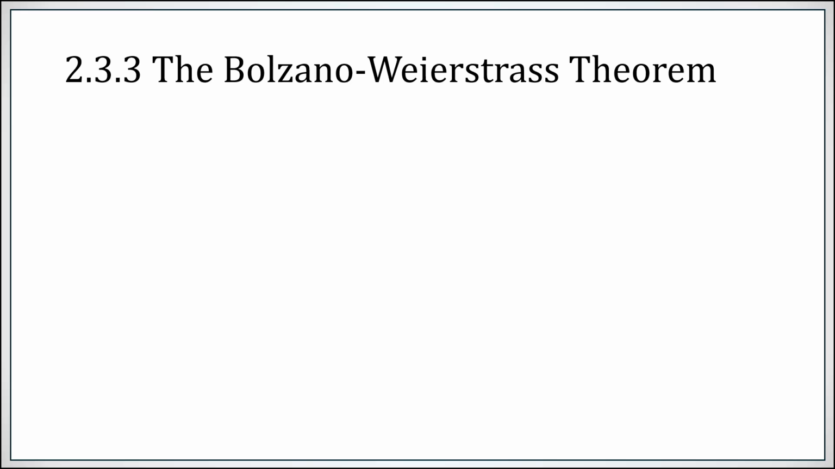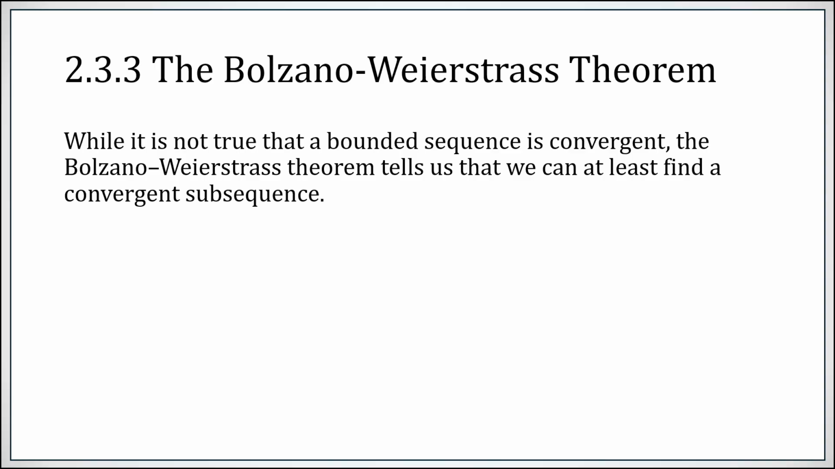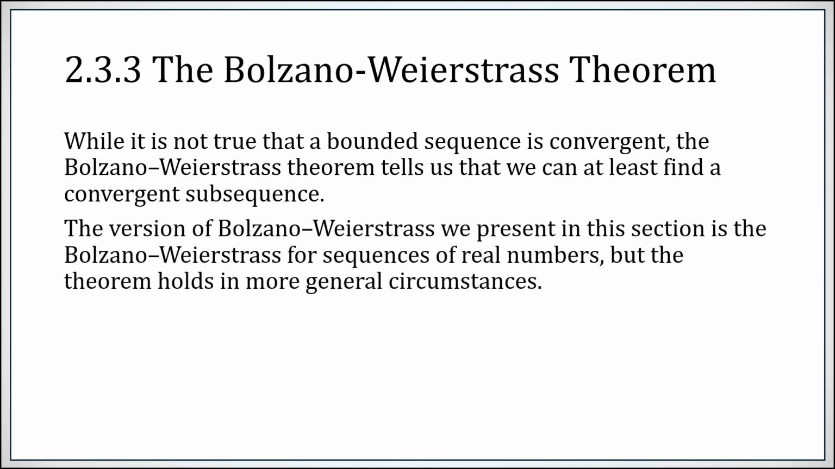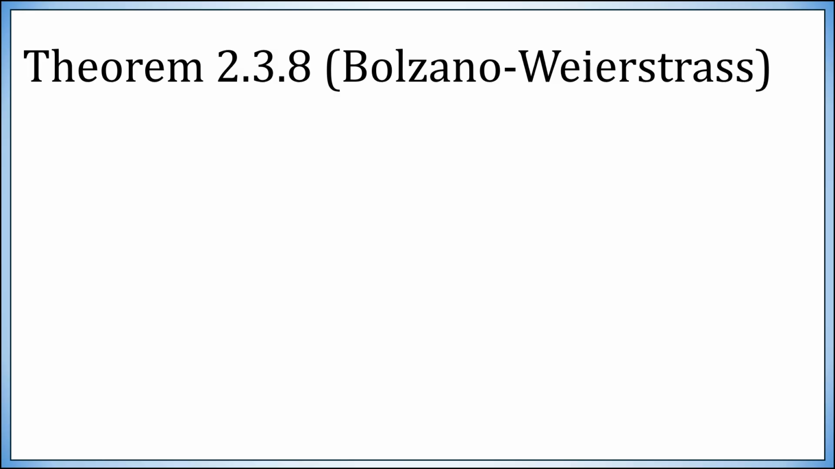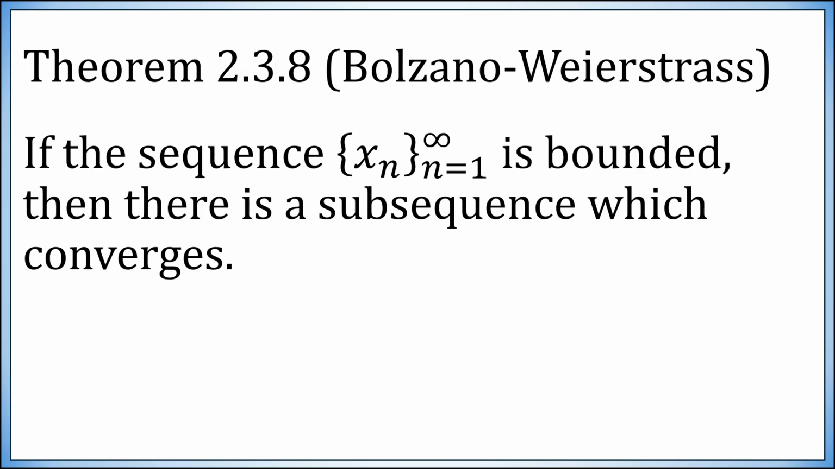Okay, let's move on to the big result of this section, the Bolzano-Weierstrass theorem. It's not true in general that a bounded sequence converges. We have counterexamples to that claim. But the Bolzano-Weierstrass theorem is going to tell us we can find a convergent subsequence. The version that we're going to present here is the Bolzano-Weierstrass theorem for sequences of real numbers, but there is a more general result known as the Bolzano-Weierstrass theorem that holds in more general circumstances. We'll discuss it very briefly. So here it is, the Bolzano-Weierstrass theorem for real valued sequences. If a sequence is bounded, then there is a subsequence that is convergent.